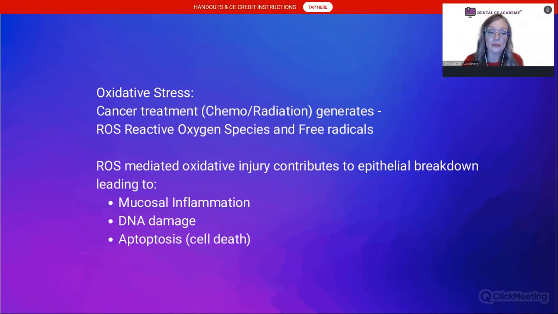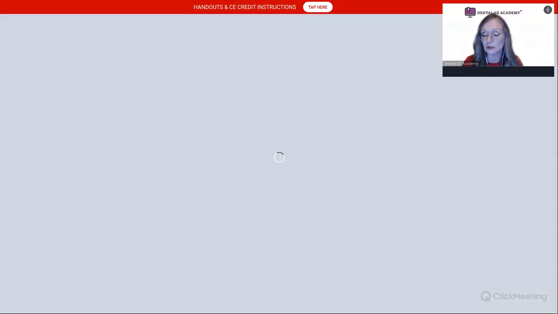Oxidative stress: cancer treatment, chemotherapy, and radiation therapy generate reactive oxygen species, ROS, and free radicals. And in that case, ROS-mediated oxidative injury contributes to the epithelial breakdown. And that leads to mucosal inflammation and DNA damage and cell death, which we call apoptosis.